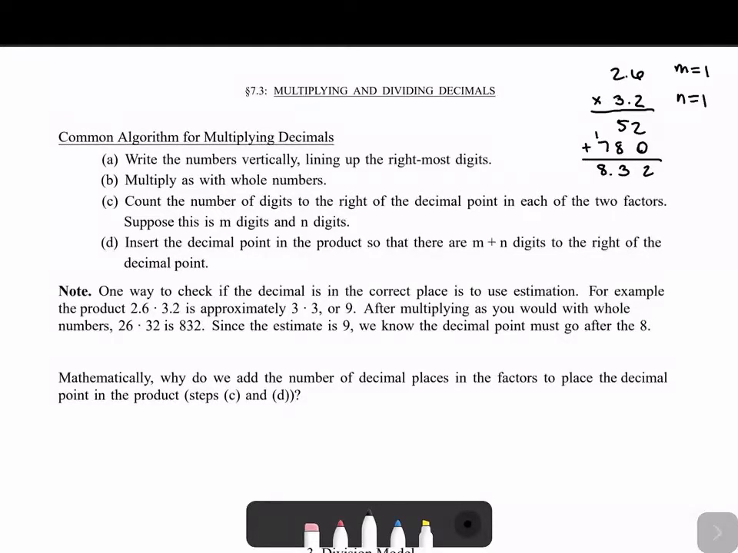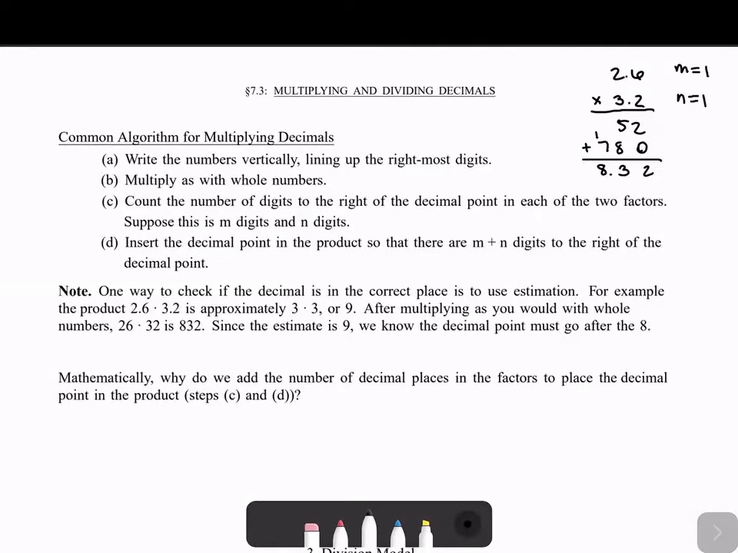Okay, so this is the common algorithm, what we know how to do, and a way to check if we think we're doing it right. But one thing that may not make intuitive sense to your students is why we add the number of decimal places in step C, in D, why we do m plus n. This is why we did all of these motivating examples in the last video, where we saw that a tenth times a tenth is a hundredth. We used fractions to see that a tenth times a tenth is a hundredth.